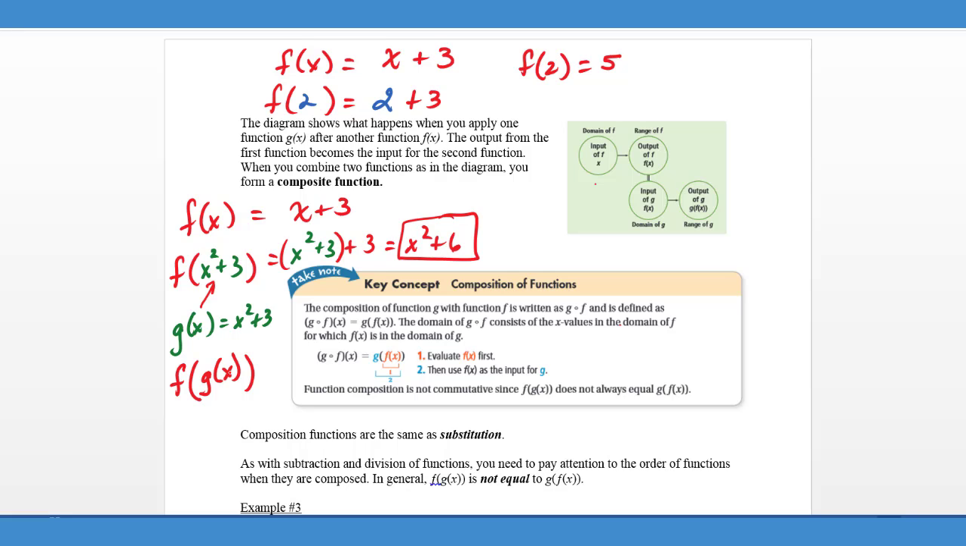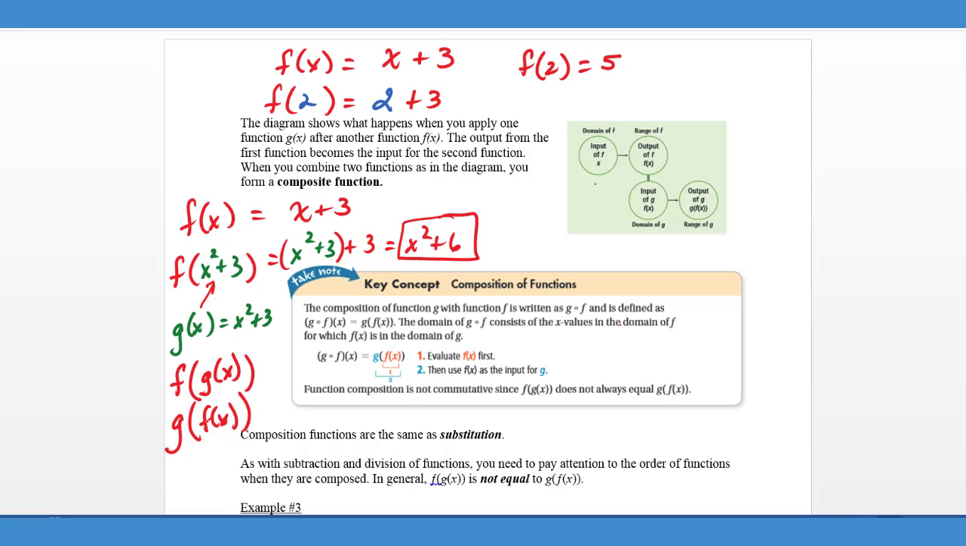Now, if you look at the key concept box, you can see there are multiple ways to write this. Keep in mind, f of g of x, that's how you say it, is not the same as g of f of x. The difference is which function is going into the other function. But remember that this is just a big substitution problem, and once you substitute the function inside the other function to create the composite function, you just combine like terms and simplify as you normally would.